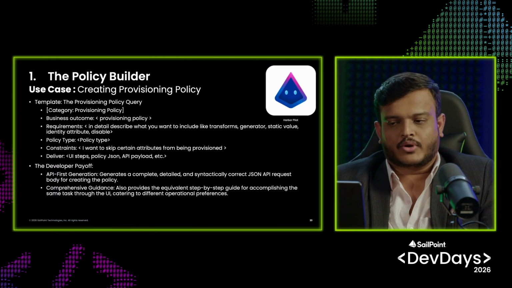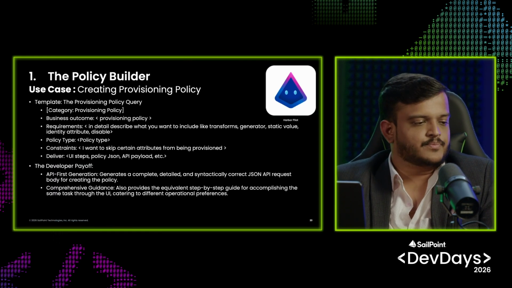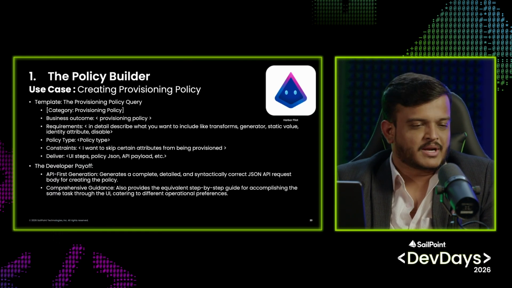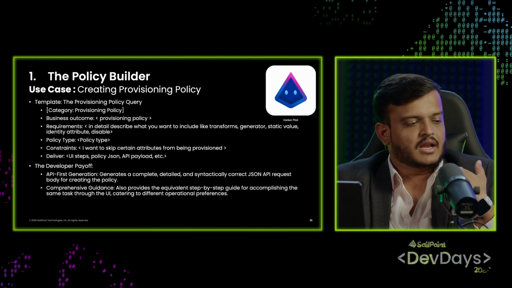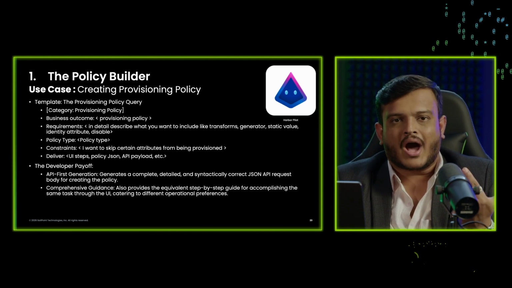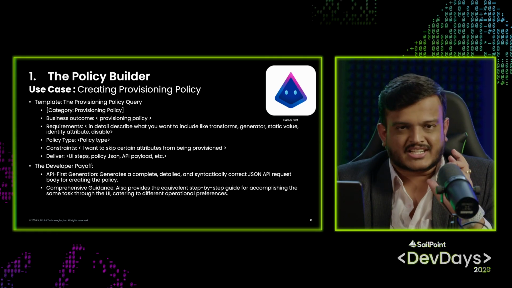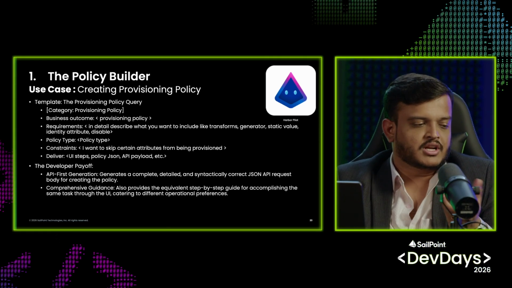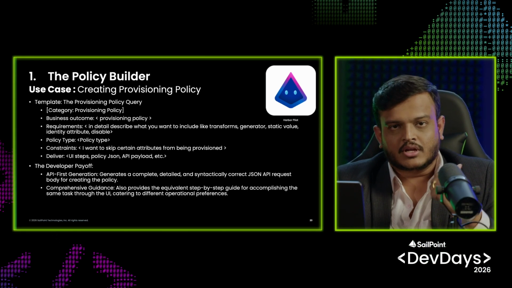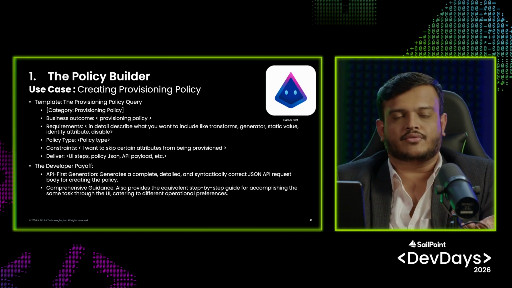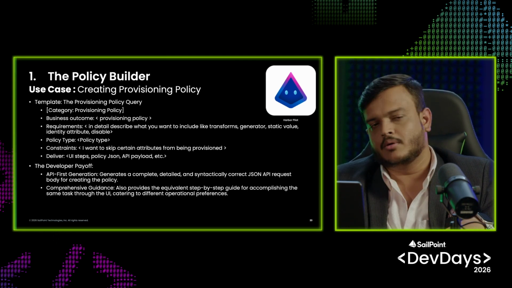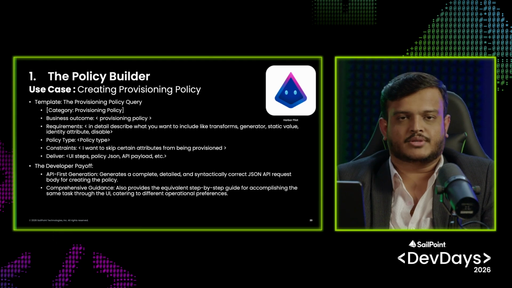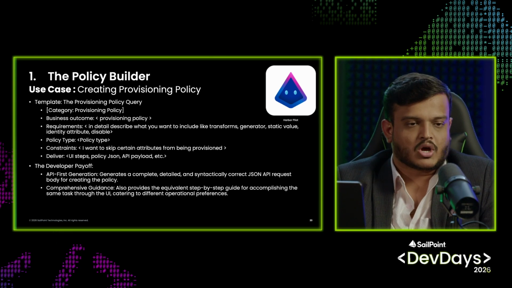So moving ahead with the policy builder. The template is pretty much in the same context: the business outcome, the requirements, the policy type, what is the constraint, what you want it to deliver, and what it gets you. API approach: it's going to give you an entire JSON, copy it, put it into the API. Your provisioning policy is pretty much defined for your end system. Maybe it's a create account policy.